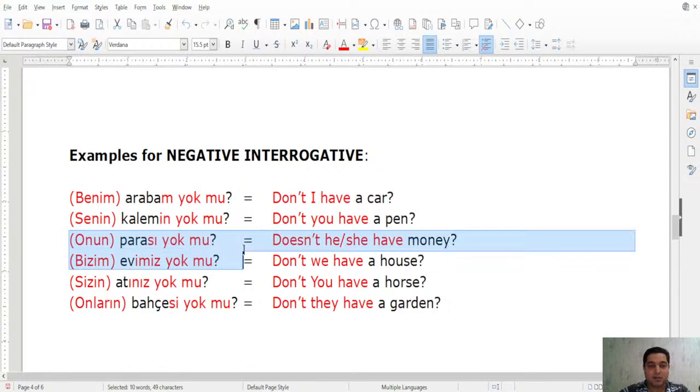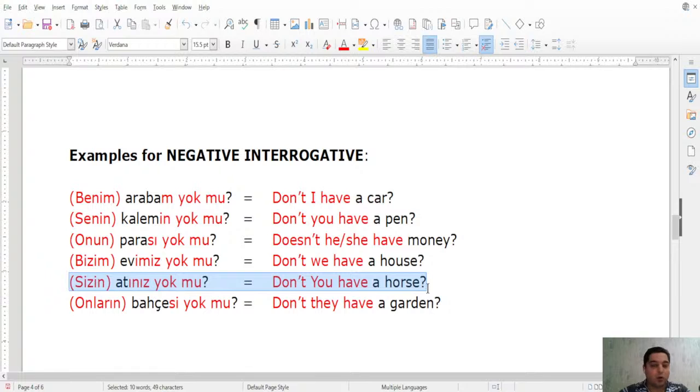Okay, onun parası yok mu? Bizim evimiz yok mu? Don't we have a house? Then you have sizin atınız yok mu? Don't you have a horse? And last, onların bahçesi yok mu? Don't they have a garden? Okay, so it should be very straightforward actually.